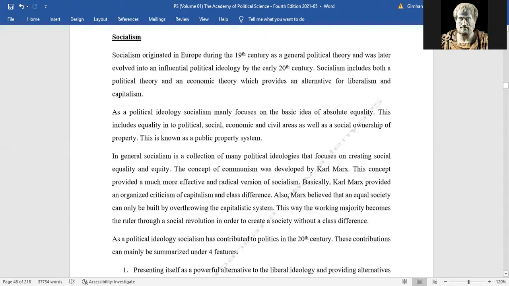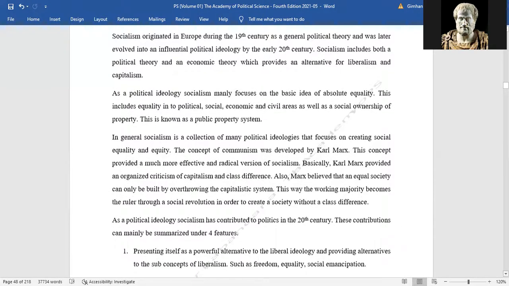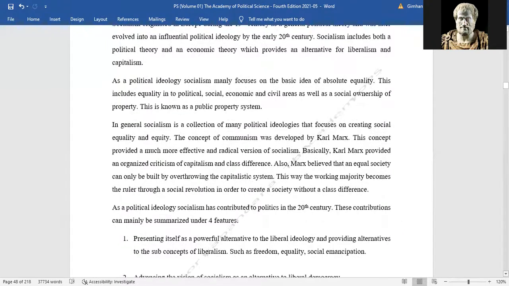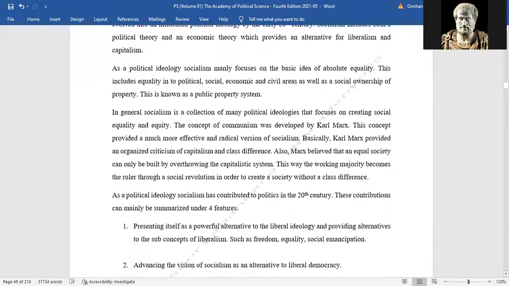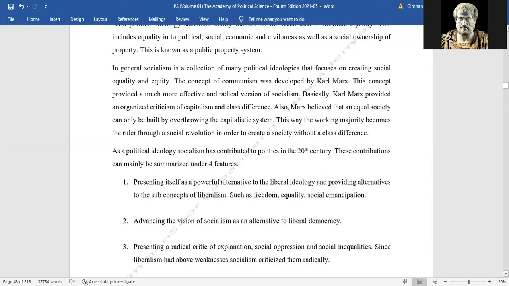Basically, Karl Marx provided an organized criticism of capitalism and class difference. Also, Marx believed that an equal society can only be built by overthrowing the capitalistic system. This way, the working majority becomes the ruler through a social revolution in order to create a society without class difference. As a political ideology, socialism has contributed to politics in the 20th century.